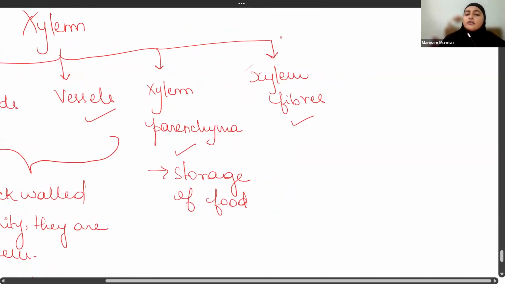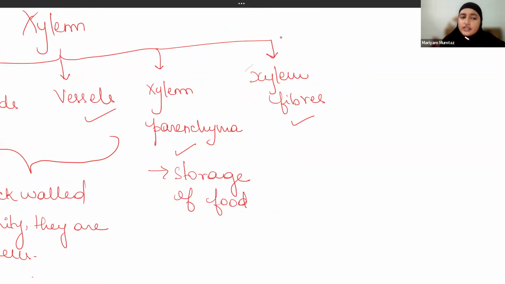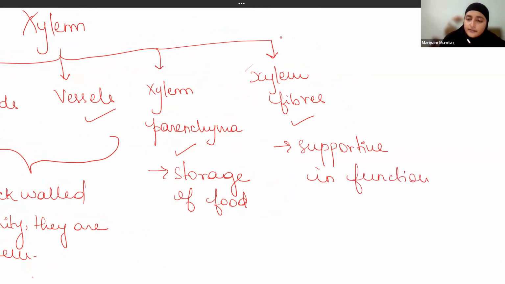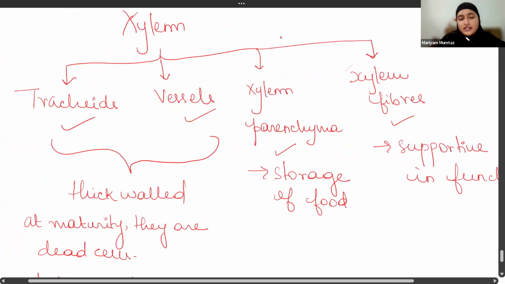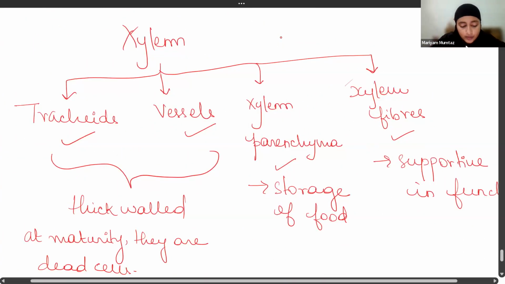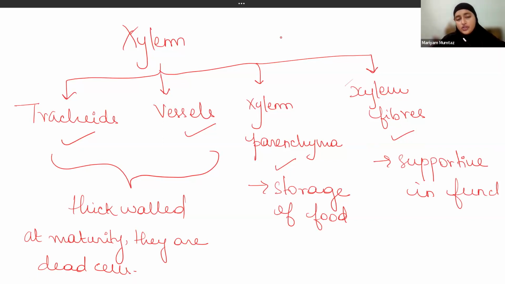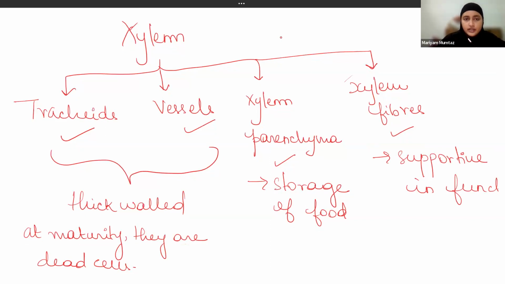Okay, now talking about the xylem fibers. These are the last constituent of the xylem. The xylem fibers are supportive in function. They support the plant. Is it clear? So this is all there is to know about the xylem, all the constituents and their individual functions. Is this whole thing clear? Okay, very good.